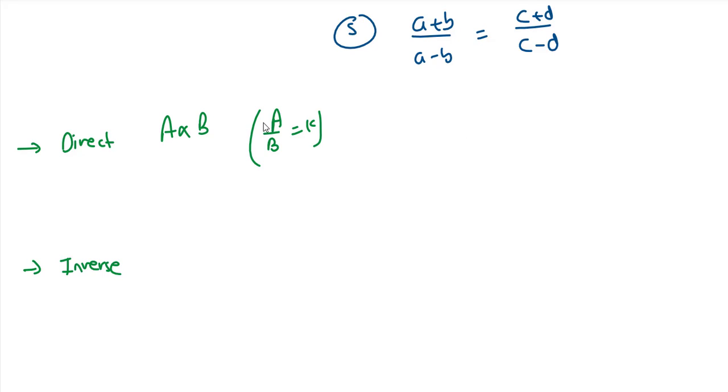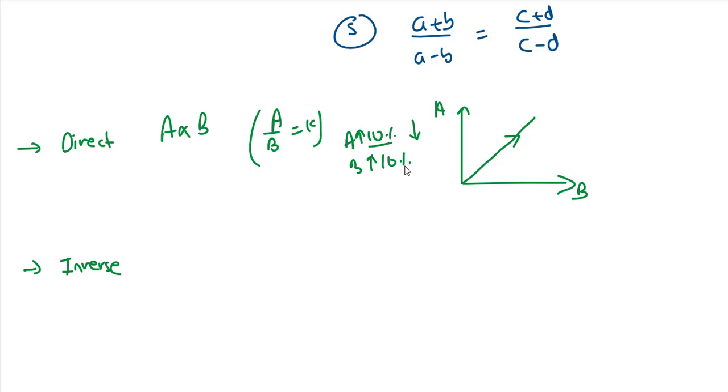So if we plot the graph of A and B, if we take A on the y-axis and B on the x-axis, so if A is increasing, then B will also increase. If A is decreasing, then B will also decrease. So if A is increasing by 10%, B will also increase by 10%. If A is decreasing by 10%, then B will also decrease by 10%.